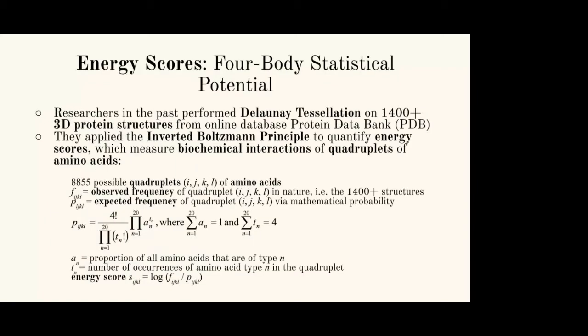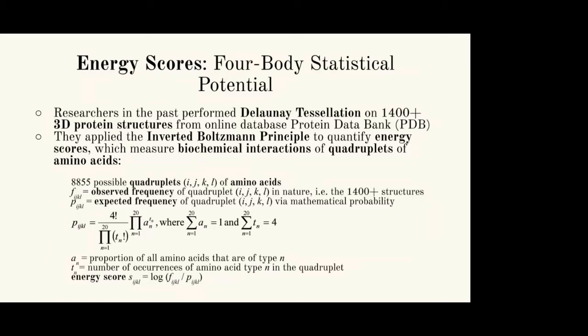Okay, so in the previous slide, I was talking about the residual scores and the residual profile vector, but I didn't really go into detail how we get the fundamental block for the residual score, which was calculating the energy score. So basically, to calculate the energy score, we relied on a previously generated 4-body statistical potential that other researchers had created in the past.